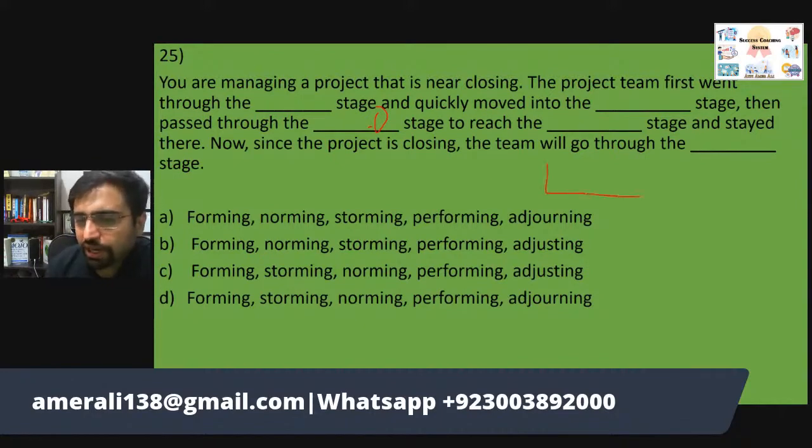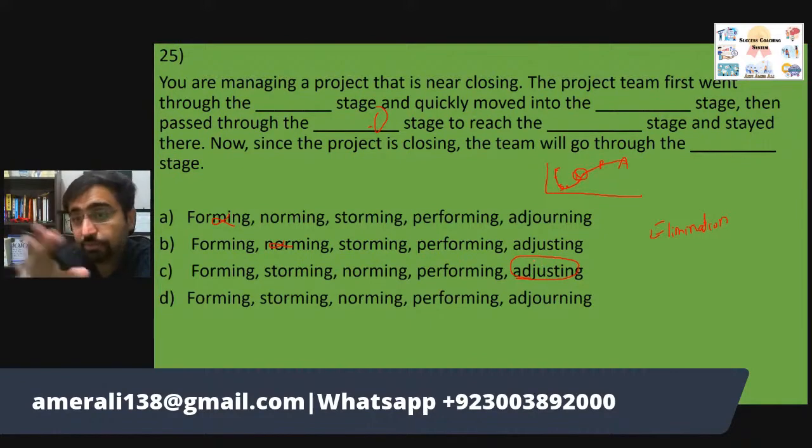We know the Tuckman ladder, how the Tuckman flows. First the team comes, they form, then the team goes to the storming phase, then the norming, then performing, and then adjourning. Forming, storming, norming, performing, adjourning. So let's look here. We will use our golden rule of elimination technique. Okay. So forming, norming, no. Forming, storming, yes. Forming, storming, norming, performing, adjusting. We don't know any word like adjusting.